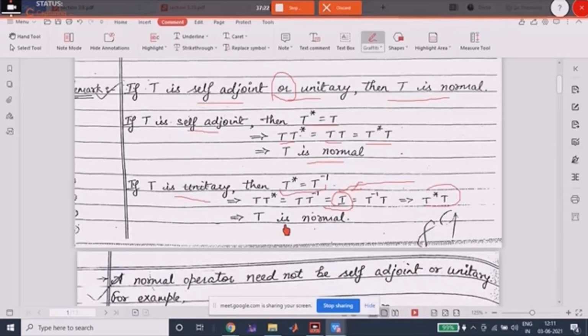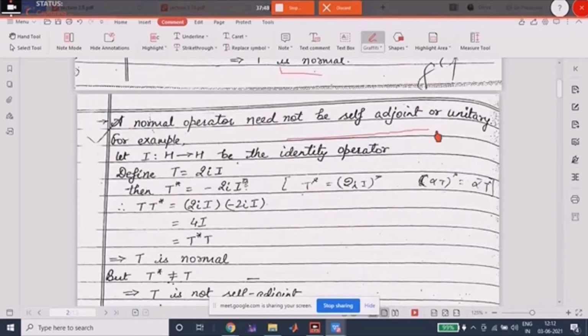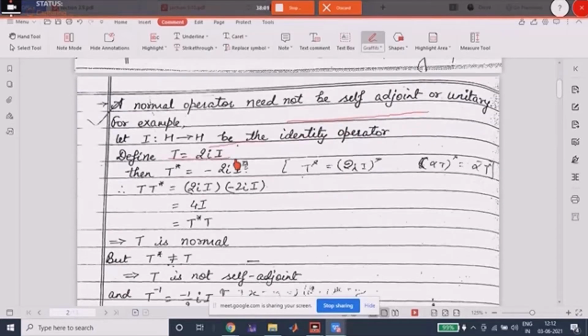Similarly, if T is unitary, then T star is equal to T inverse, and if we consider T star T, that would be T into T inverse, that would be identity, right? So similarly, proving for T star T, that implies T is normal, right? Now, the converse is not true. That is, a normal operator need not be self-adjoint or unitary.